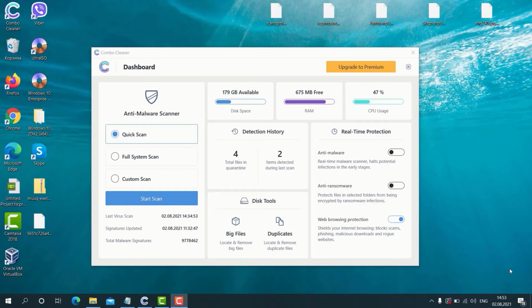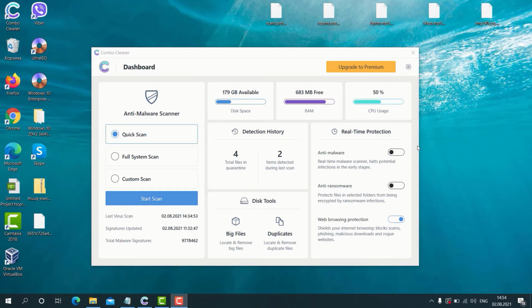There are three scan types available: quick scan, full system scan, and custom scan. The program Combo Cleaner is initially in the trial mode. The premium version is required if you would like to fully enjoy the feature called anti-malware and anti-ransomware.